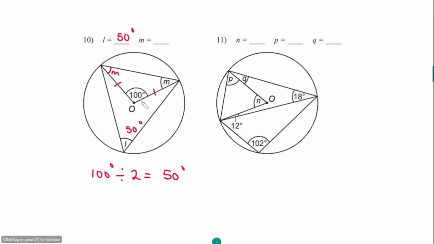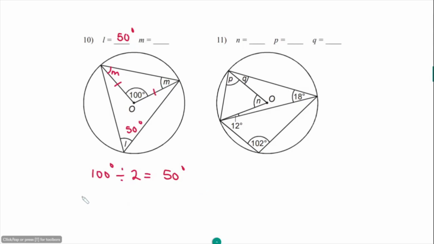So to find angle M, I can add M and M to 100 to give 180, right? Or you could just say 180 minus 100 and divide it by 2 to get each angle M. But I'm going to use that method.